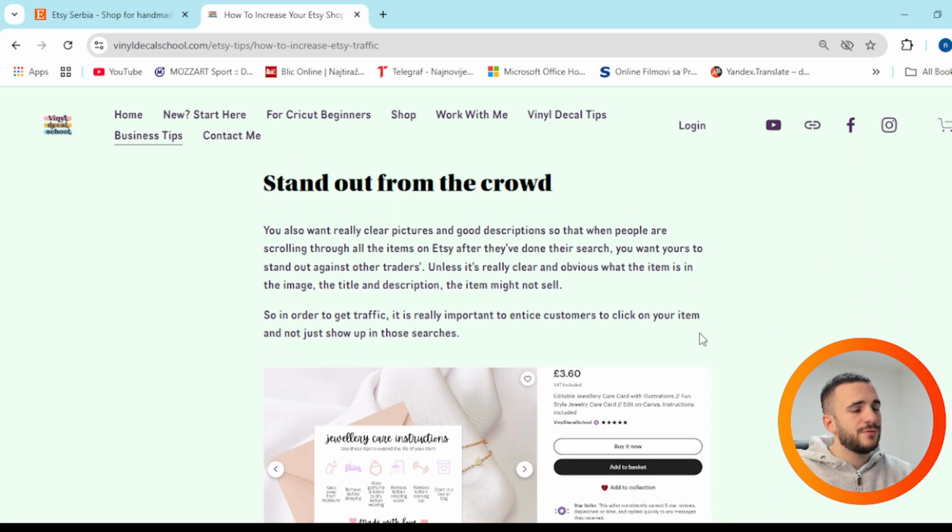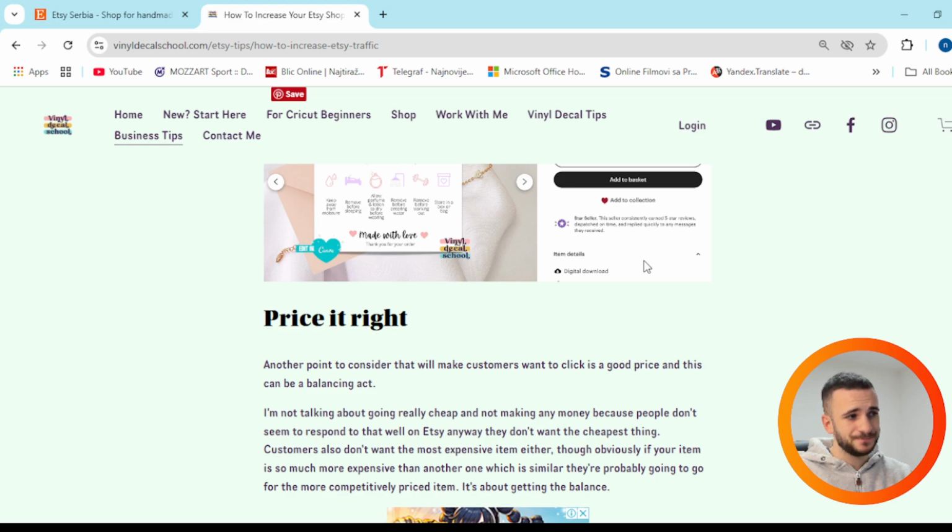Stand out from the crowd. Of course, guys, we're also talking about really clear pictures and good descriptions, so that when people are scrolling through all the items on Etsy after they are done with their research, you want yours to stand out against other traders. Unless it's really clear and obvious what the item is in the image, the title and description, the item might not sell. So in order to get traffic, it's really important to entice customers to click on your item and not just show up in those searches.